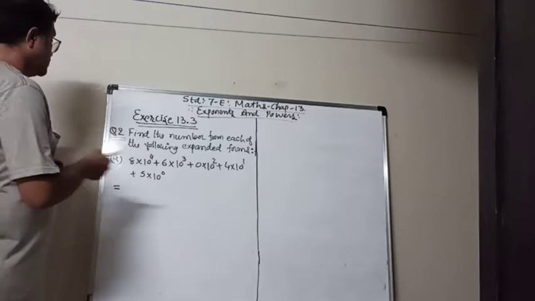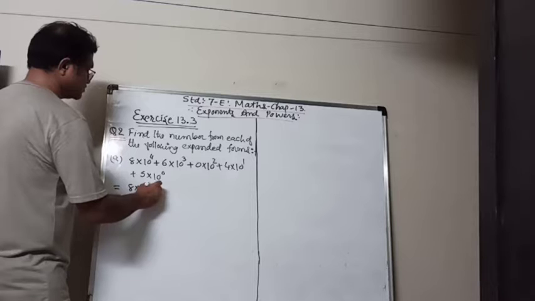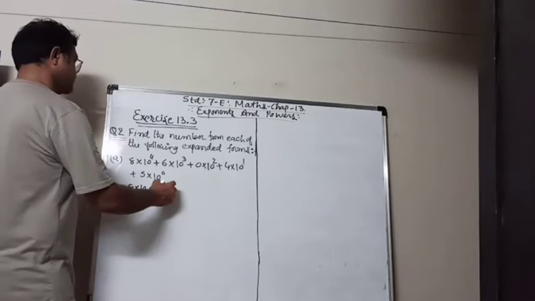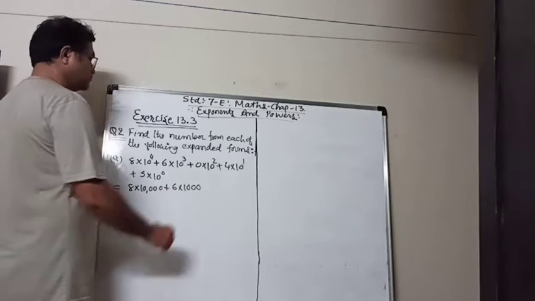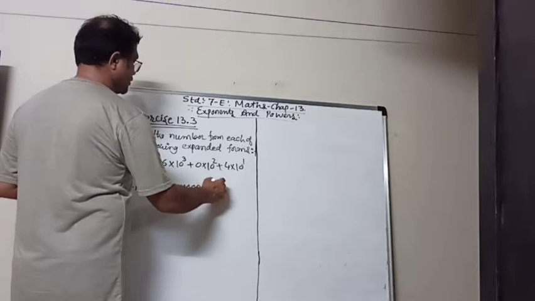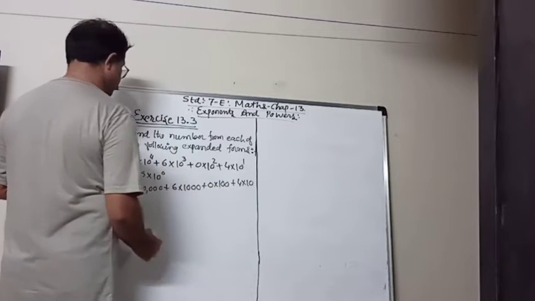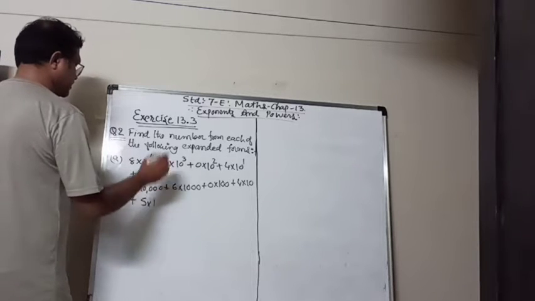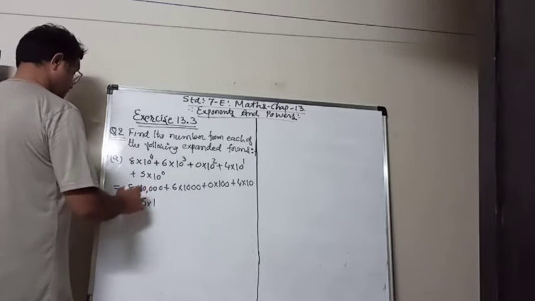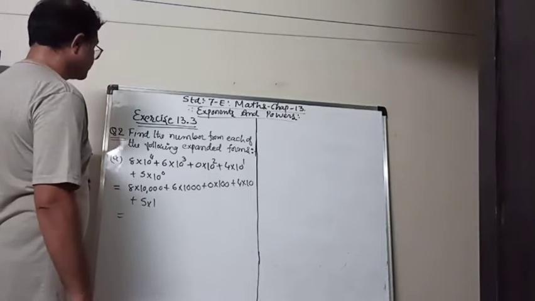Here, 8 into 10 raised to 4 means 8 multiplied by 10,000, plus 6 multiplied by 1,000, plus 0 multiplied by 100, plus 4 multiplied by 10, plus 5 multiplied by 10 raised to 0, which is 1. And if you don't want to write down that step also, it is fine.